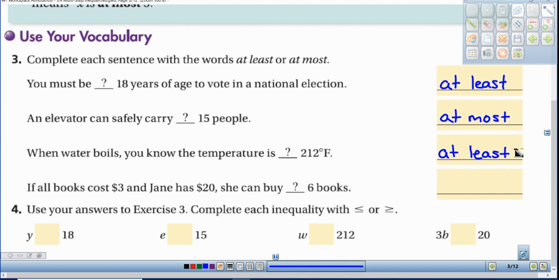If all books cost $3 and Jane has $20, she can buy at least or at most 6 books. And the answer is at most. She wouldn't have enough money for any more than 6 books.